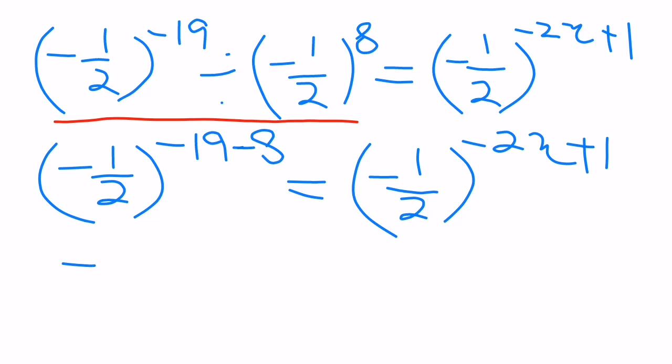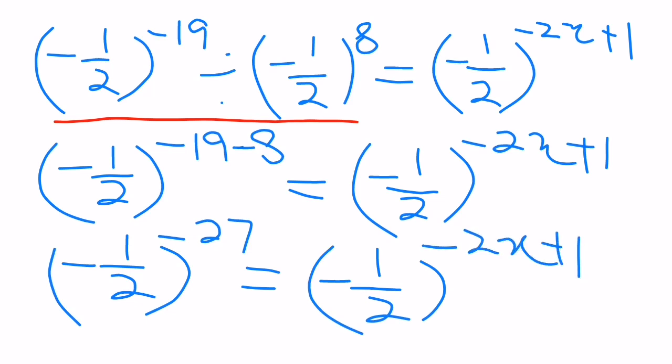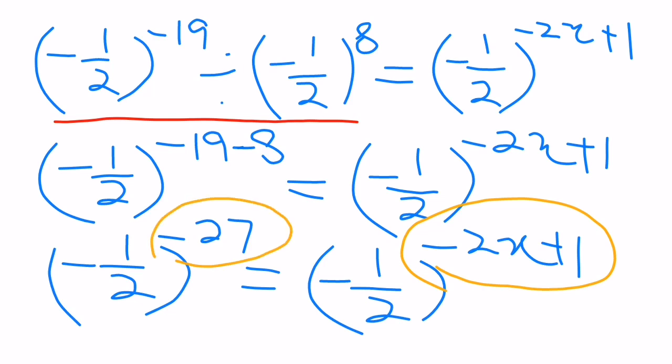Now this is equal to (-1/2)^(-27) is equal to (-1/2)^(-2x+1). Now -1/2 is the base. When the base is the same, the power should be the same. So -2x+1 is equal to -27.